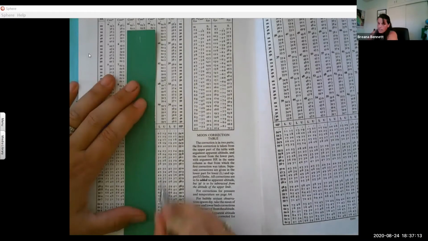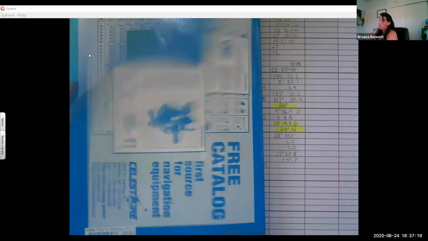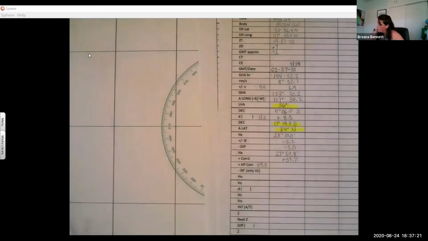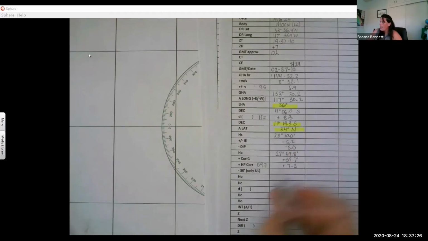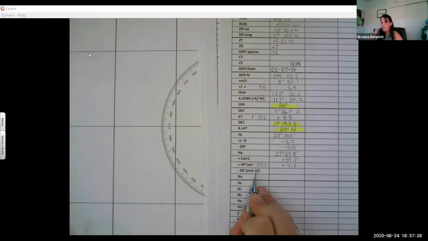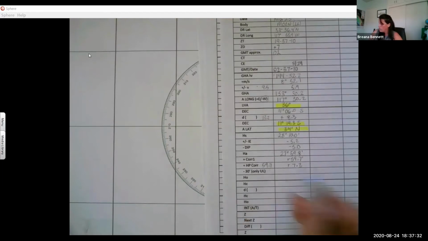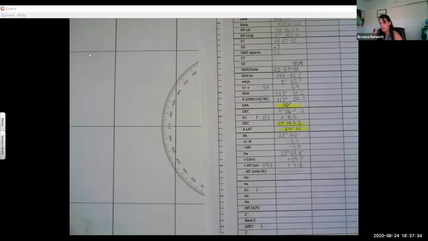Okay, so we got the lower limb. So that was 7.3, our correction. If we did the upper limb, we would minus 30 minutes here, but we did the lower limb, so we don't do anything.